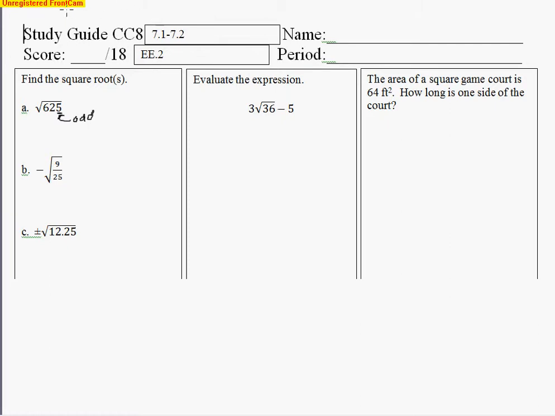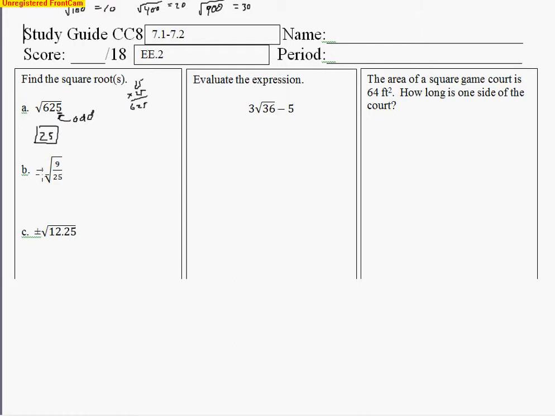And so look for some benchmarks. For instance, the square root of 100 is 10. The square root of 400 is 20, and I know that 625 is bigger than 400, so I know the number's bigger than 20, so I'll keep on going. The square root of 900 is 30, and that is bigger than 625, so I know the number's between 20 and 30. I know it's an odd number, I know it ends in 5, so I would go with 25. And so you check, 25 times 25, yes, it does make 625, so that means the answer is 25.